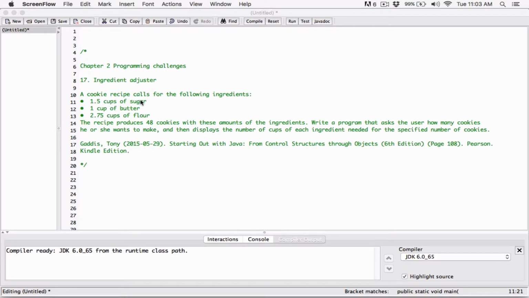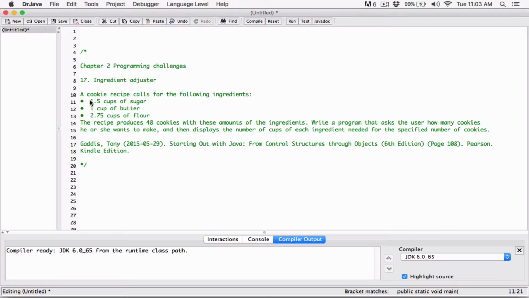A cookie recipe calls for the following ingredients. So these are the ingredients for the cookie recipe. And the recipe produces 48 cookies with these amounts of the ingredients. Write a program that asks the user how many cookies he or she wants to make, and then displays the number of cups of each ingredient needed for the specified number of cookies. So basically, for 48 cookies, you need these ingredients.